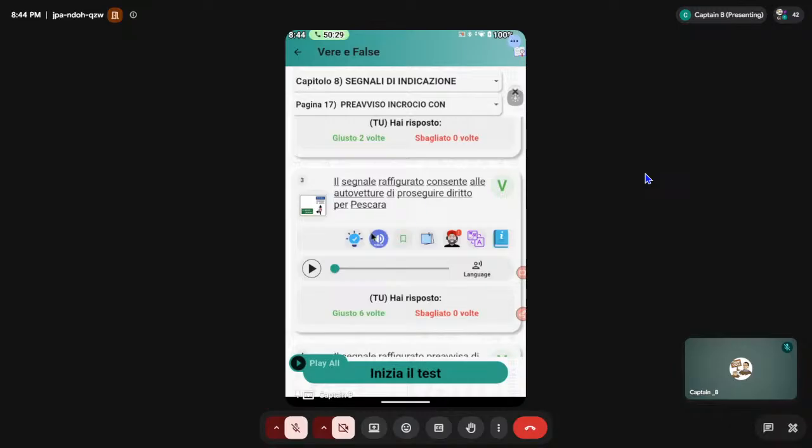Number 3. Il segnale raffigurato consente alle autovetture di proseguire diritto per Pescara. This is referring to consente in autovettura. Now, it says he allows autovettura di proseguire, to proceed straight. Autovettura, which is a normal car, passenger car, he said it can proceed straight. Per where? Per Pescara. A normal car, autovettura, which is this one.